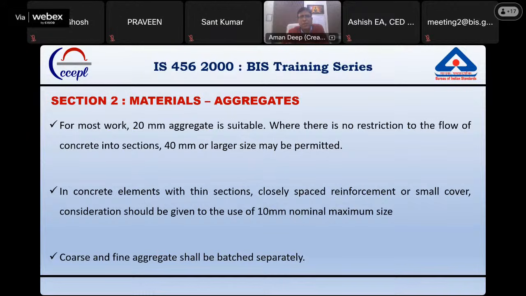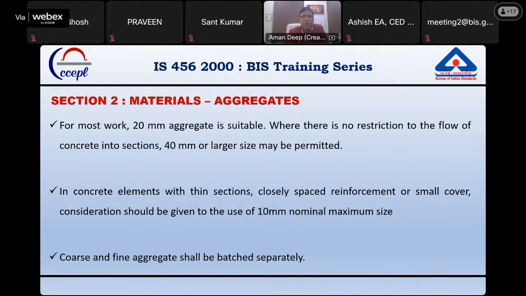So generally when we make concrete, normal density aggregates are used for making normal concrete. For most works we use 20 mm as the maximum nominal aggregate size. We generally try to make our design mix with 20 mm plus 10 mm down aggregate, sand and other things. So generally 20 mm aggregate size is suitable for normal RCC works.